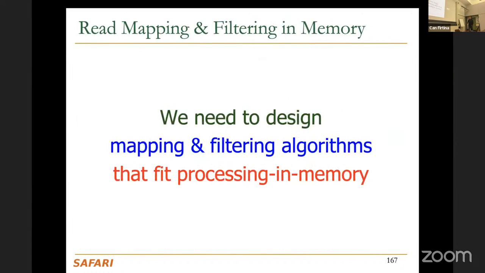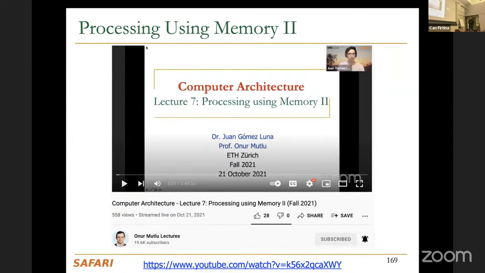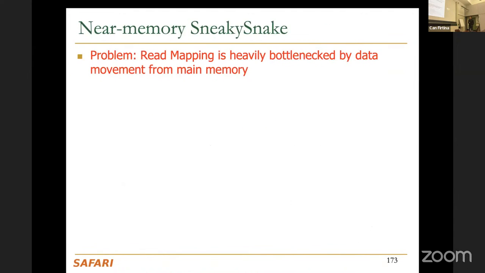Again, I showed you the data movement problem. Essentially, the goal is that we need to design mapping and filtering algorithms that also fit processing in memory or in-flash processing, because we don't really want to move the data unnecessarily. If you're curious, you can take a look at this lecture on processing using memory. You can see how we perform computations within the memory itself so that you don't have to move the data. And there are many other resources that you can check.